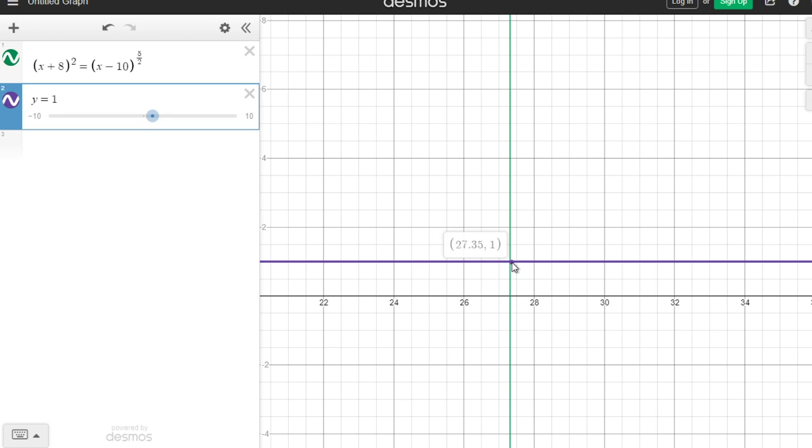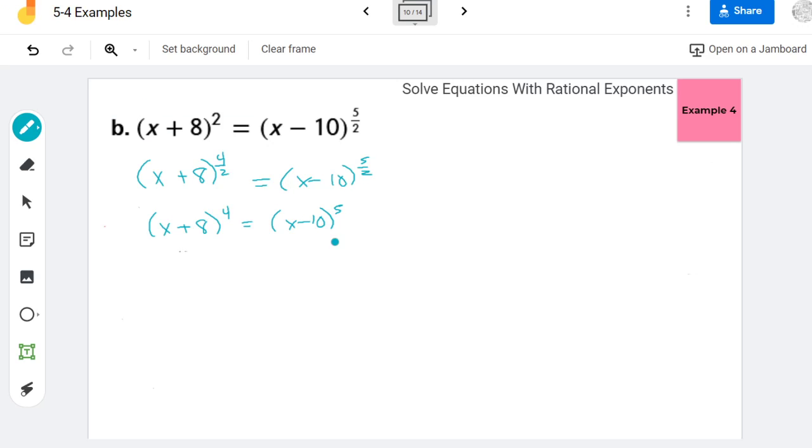Let me see if I can print screen this. One second. Oh, and then I move my mouse. There we go. But yeah, talk about some frustration right there.